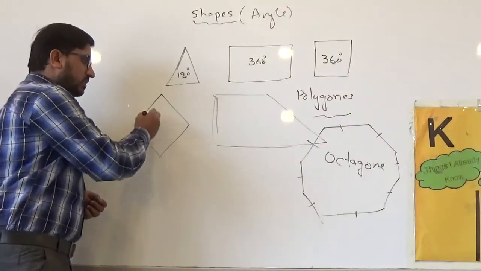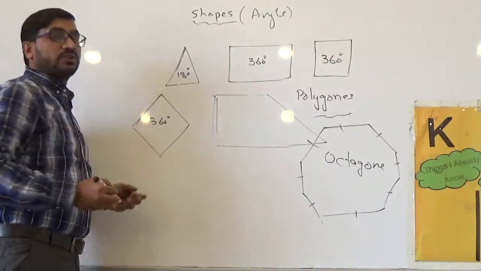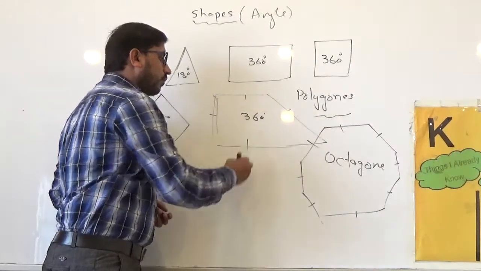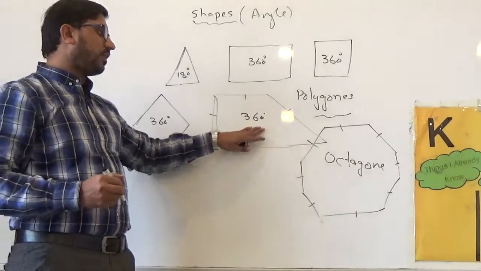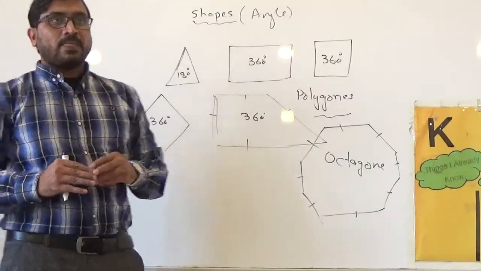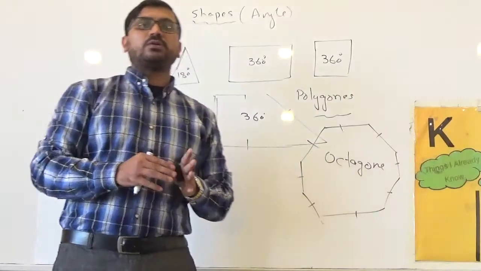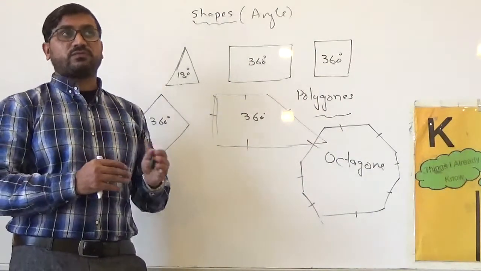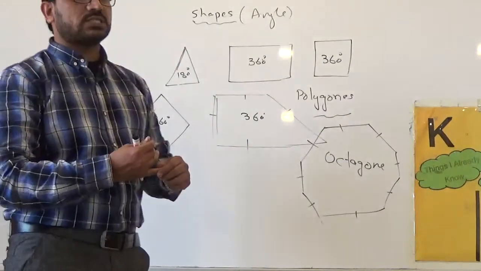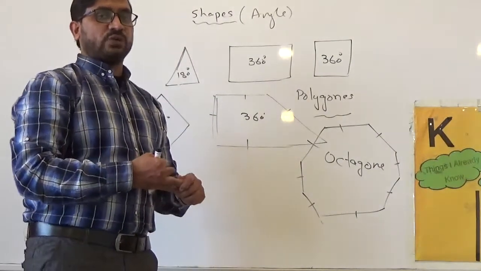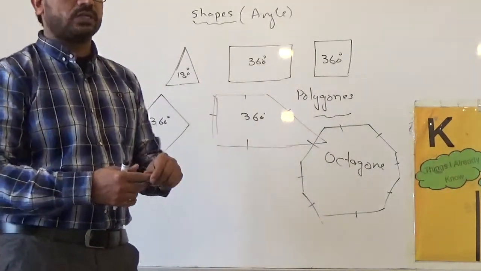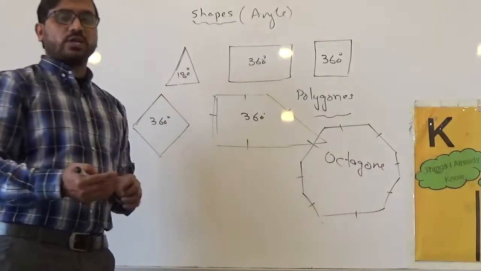This one is a rhombus. It also has a sum of interior angles of 360 degrees. This is also a 4-sided figure, 1, 2, 3, 4. That means the sum of interior angles for this shape is also 360 degrees. But when the number of sides of a polygon is increased, meaning instead of 3 sides or 4 sides, we have a polygon with 5 sides, or 6 sides, or a 7-sided polygon, or an 8-sided polygon, or a 50-sided polygon.